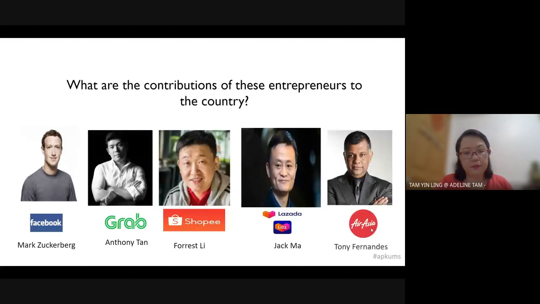And then I think Tony Fernandez of AirAsia has contributed a lot to the country, to the people, and to job opportunities, making our life easier. For example, AirAsia has direct flights from Johor Bahru to KK and also from Pulau Pinang to KK. It makes it easier for you to fly to KK from those areas rather than going from Johor Bahru to KL and flying from KL to KK. This is the convenience that they bring to the people.